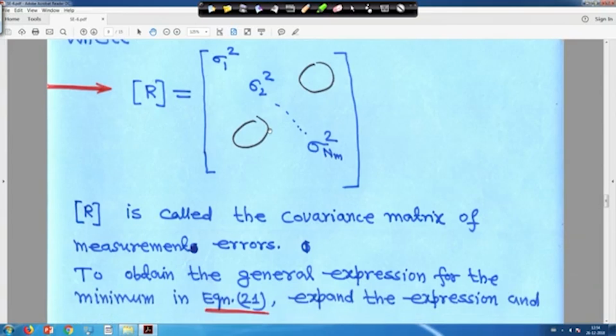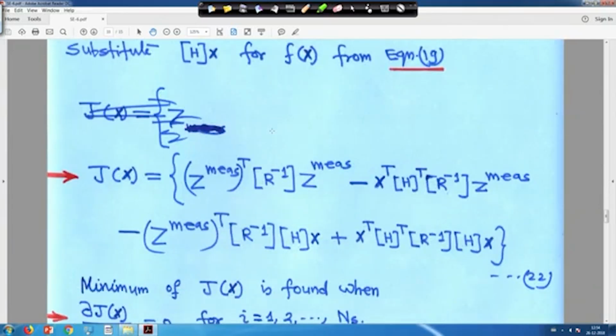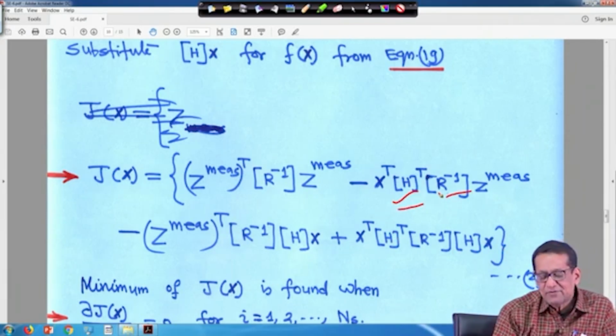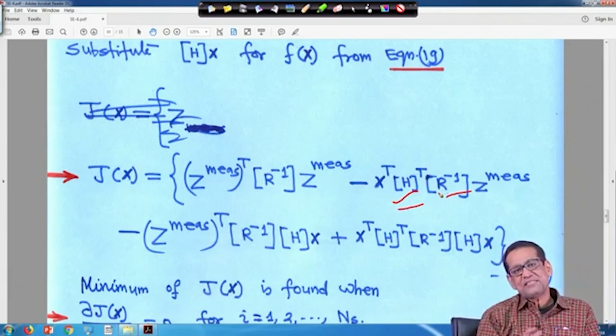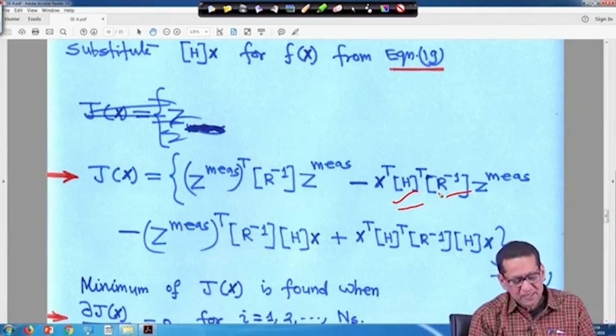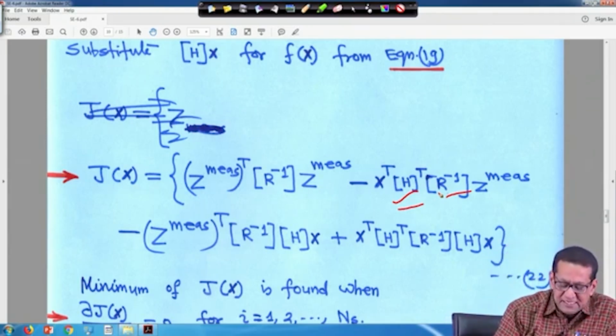Therefore, when you multiply all these terms, it is z measure transpose R inverse z measure, minus z measure transpose R inverse H into x, minus x transpose H transpose R inverse z measure, plus x transpose H transpose R inverse H into x. Everywhere I put brackets; later I removed them to save space, but it is understandable that it is a matrix, right.